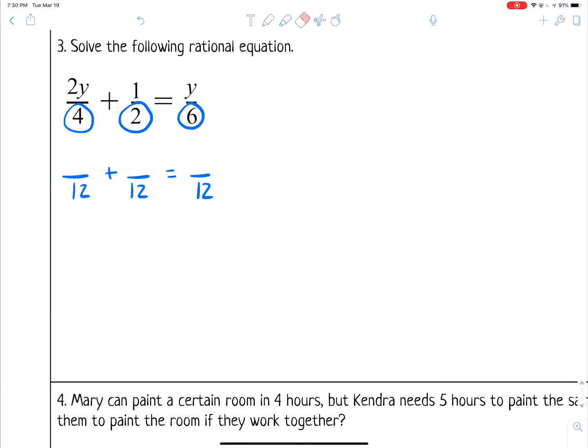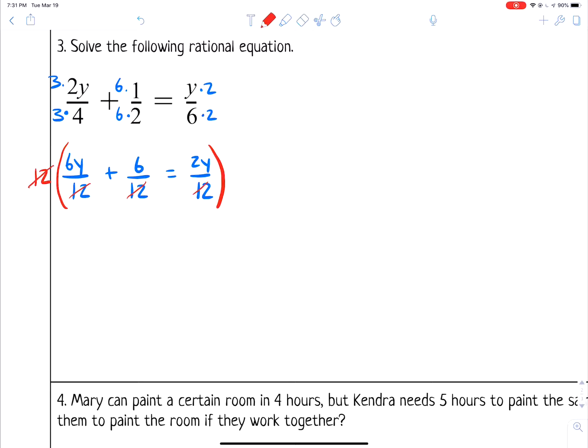So 4 to become 12 needs to be multiplied by 3. So top and bottom, I get 3 times 2y is 6y. 2 needs to be multiplied by 6. So I get 6 over 12. And 6 just needs to be multiplied by 2. So I get 2y. So now that you have a common denominator of 12, if we were to multiply everything by 12, it would cancel them all out. And so that is the reason we can just take away those common denominators and bring down what's left in our numerators and finish solving.